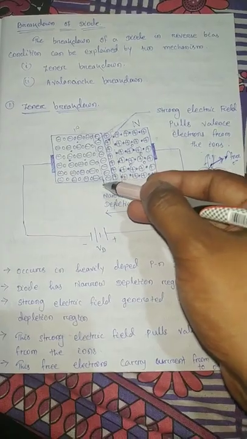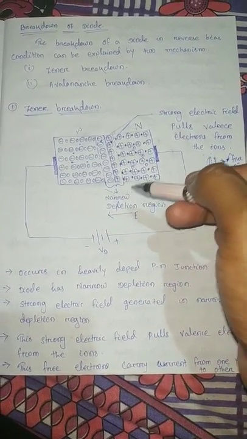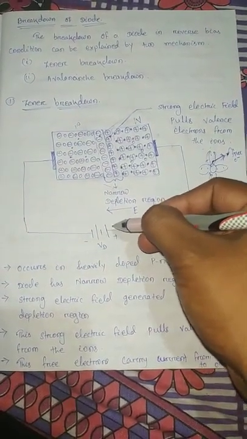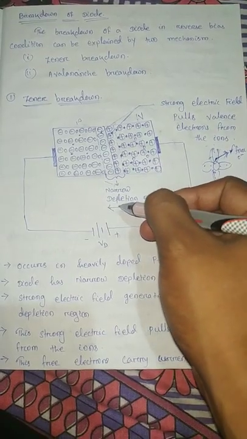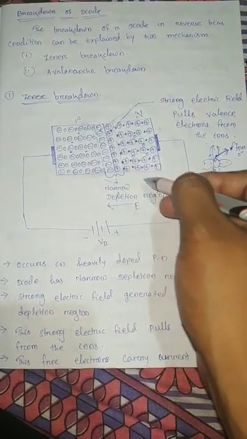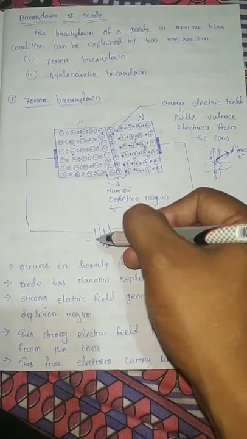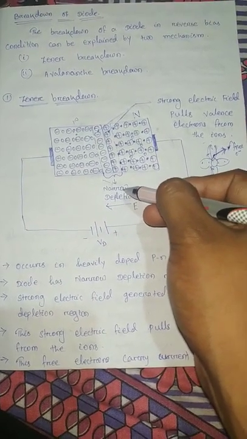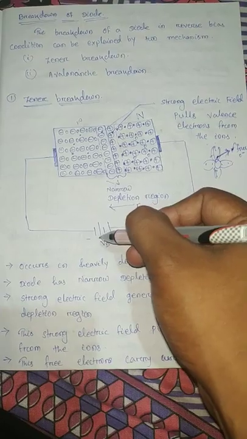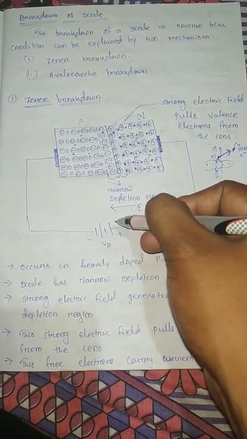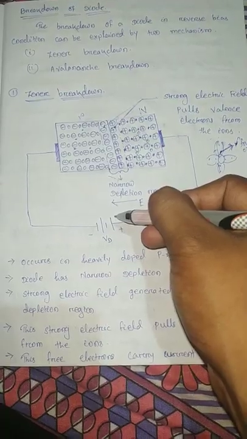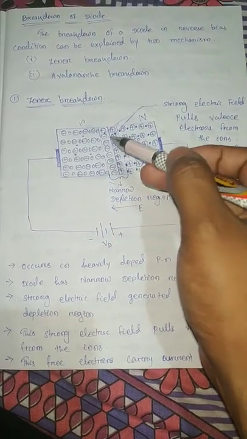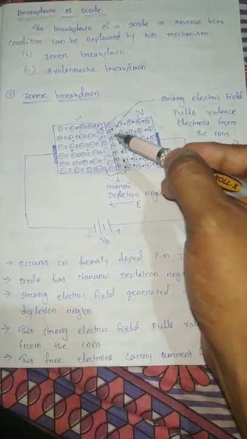Due to this heavy doping, the depletion region becomes narrow in comparison to normal p-n junction diode. When we increase the reverse voltage, a strong electric field is set up in this narrow depletion region. If you continue to increase the reverse voltage, the electric field becomes stronger and stronger. When the applied reverse bias reaches close to the Zener voltage or breakdown voltage, the electric field is so strong that it will pull the valence electrons from the ions.